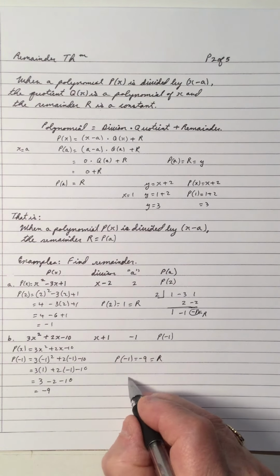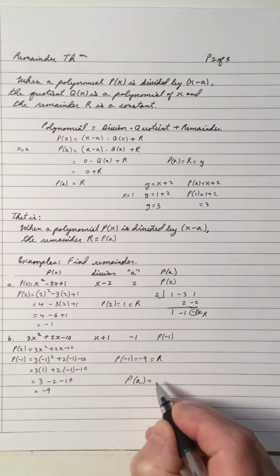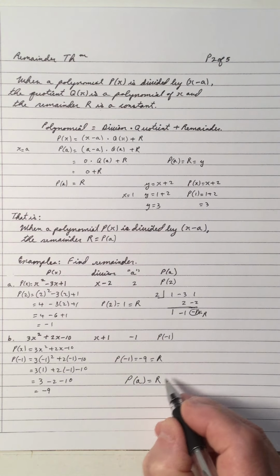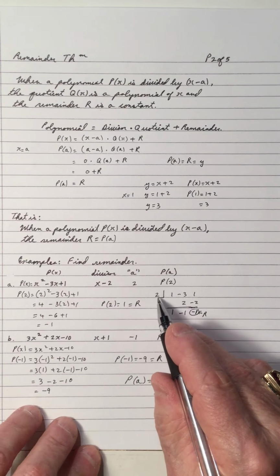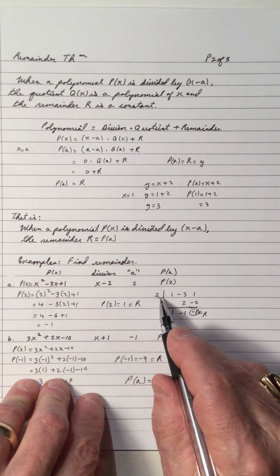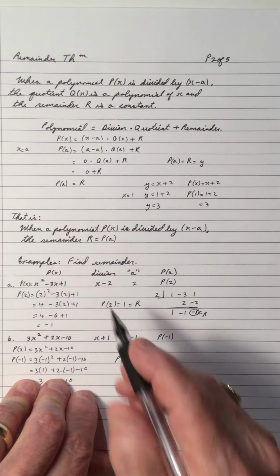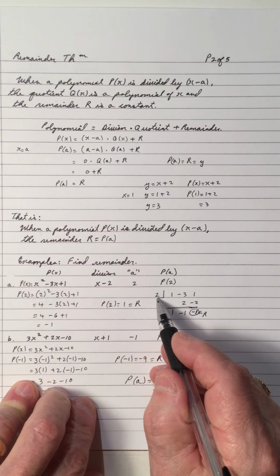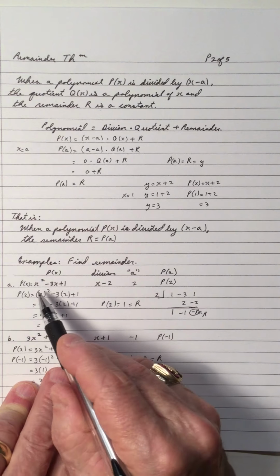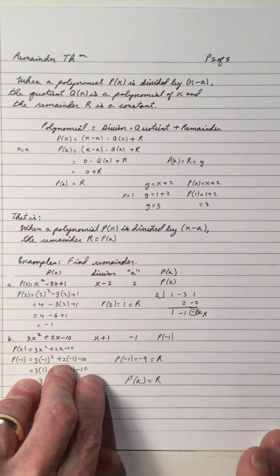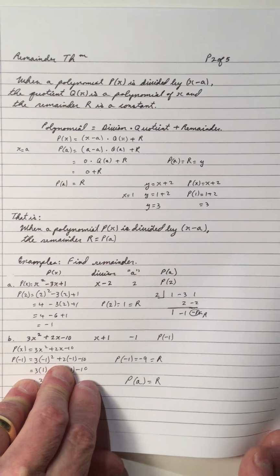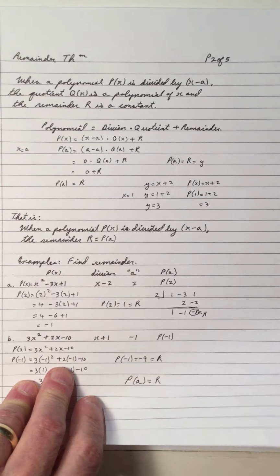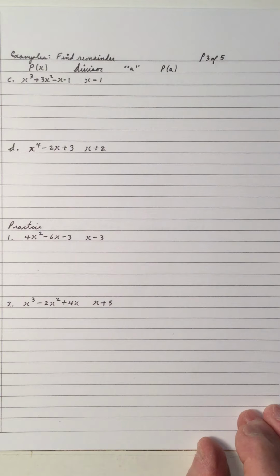Remember, p of a, when you sub it into a polynomial, you get your remainder. And that's the same as if you did synthetic division. When you do the opposite of negative 1, which is 1, and work your synthetic division into the polynomial with this trinomial here. Oh, sorry, trinomial is 3 terms, binomial is 2. Okay, let's continue.